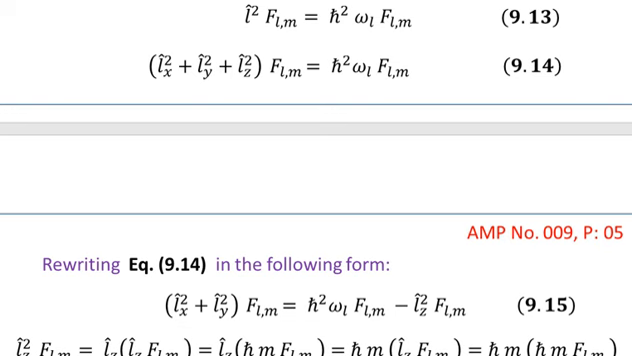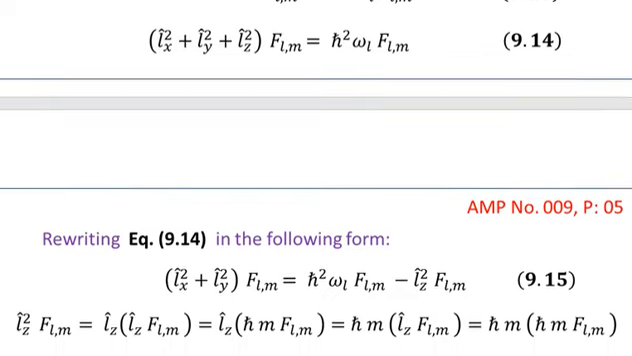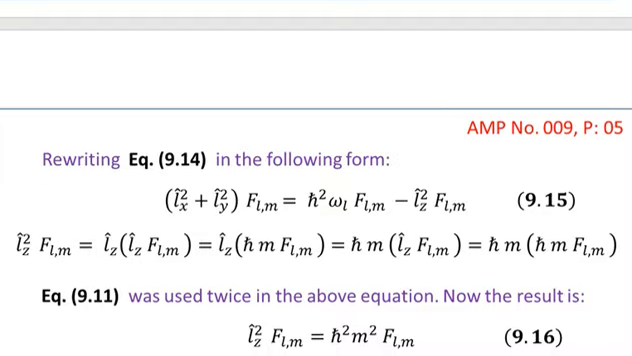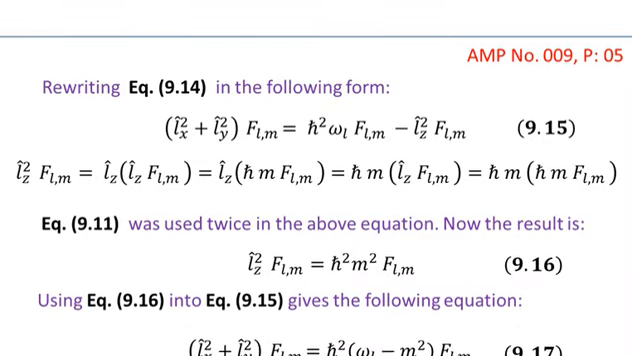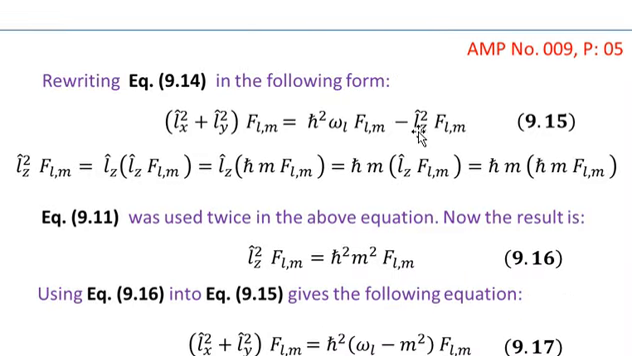Rewriting equation number 9.14 as follows: you see that I have moved the term which is the Lz square term to the right hand side, as shown in equation number 15. So in equation number 14, I have moved one term, which is Lz square, to the right hand side. You can see this transformation in equation number 15. Now I have two operators on the left hand side, which are Lx square plus Ly square, and on the right hand side I have Lz square.